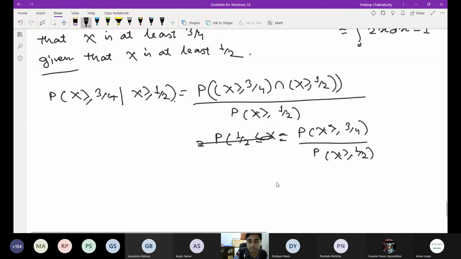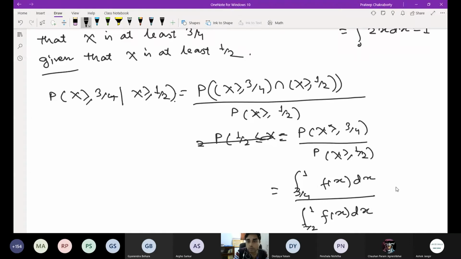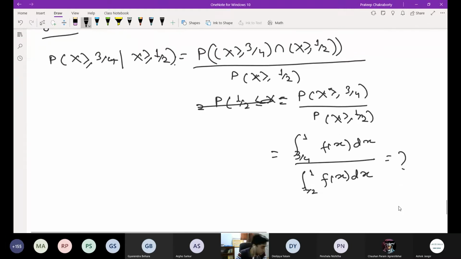So this is now the integral from 3/4 to 1 of f(x) dx divided by the integral from 1/2 to 1 of f(x) dx. So I am leaving you to calculate after this. Leaving it for you, so we have to do this calculation. Any question till now?